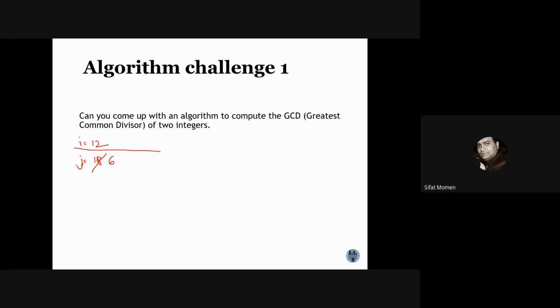Okay. And you keep doing this until I and J become equal. So let's see again. Are I and J equal now? No, because I is 12 and J is 6. So which one is the larger right now? I. So let's update I. What would be the new value of I? 12 minus 6, which is 6. Right, Nakina? Yes. Now you can check I and J. Are they equal now? Yes. Because you found them equal, that's the GCD of 12 and 18.